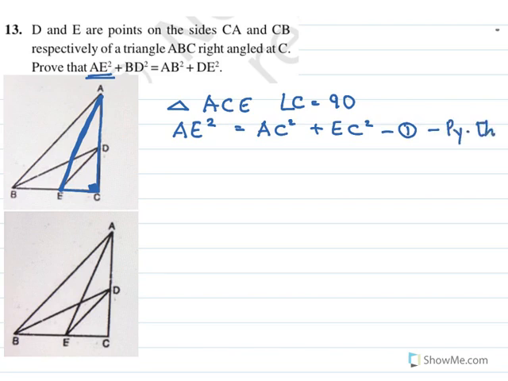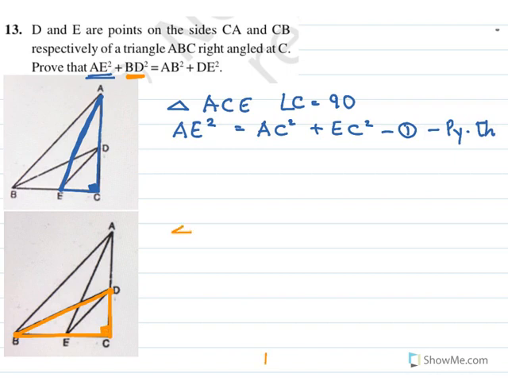Now next we need to find BD square. So we'll just darken BD square in the figure. So BD square, here is B and this is D. So this is BD square. To find BD square, we need to take up the triangle DCB, which is 90 degrees at C.